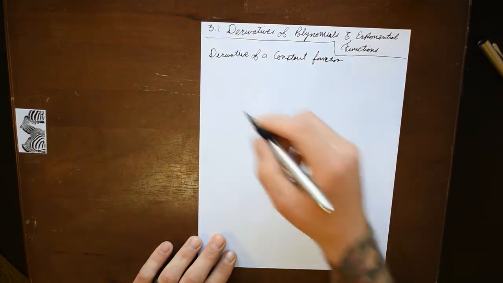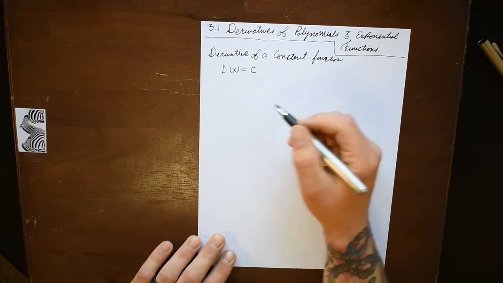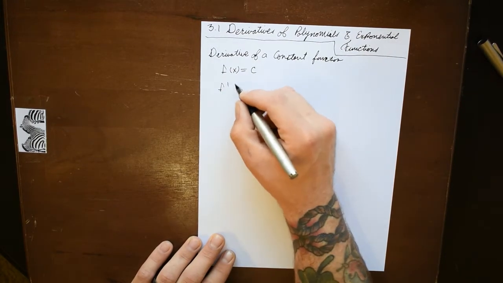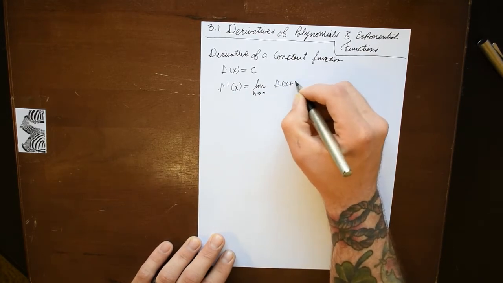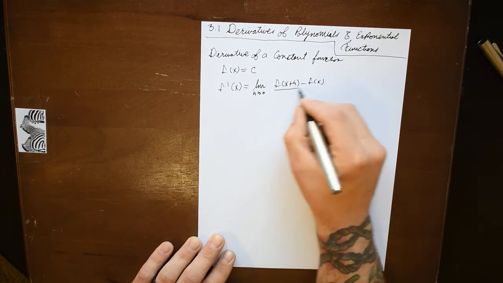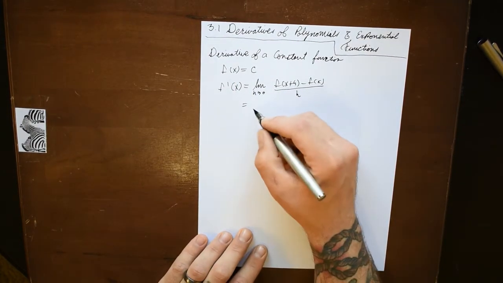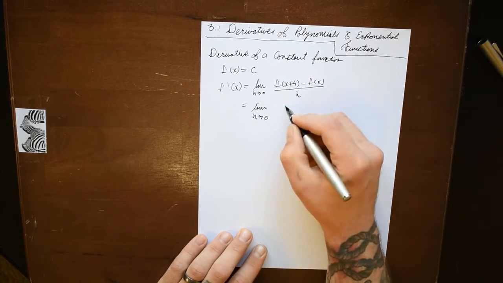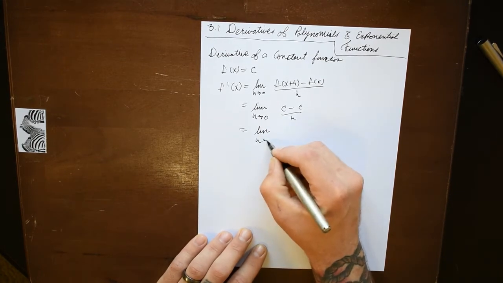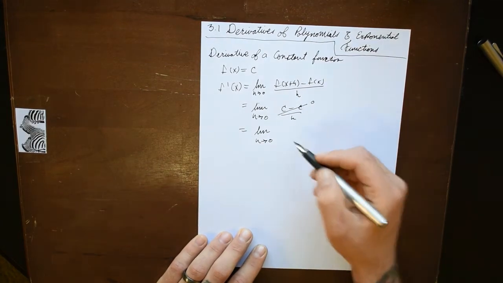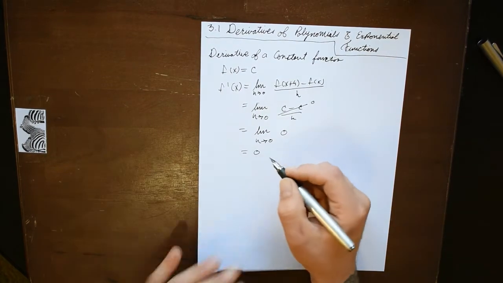So for the derivative of a constant function, let's assume that we've got some function, f of x, that's equal to a constant. And if we apply the limit definition, f prime of x is going to be equal to the limit, as h goes off to 0, of f of x plus h minus f of x all over h. Well, for this function, f of x is always equal to c. So this is equal to the limit, as h goes off to 0, of c minus c over h, which is equal to the limit, as h goes off to 0, c take away c is equal to 0. 0 divided by h is 0, and the limit as h goes to 0 of 0 is equal to 0.